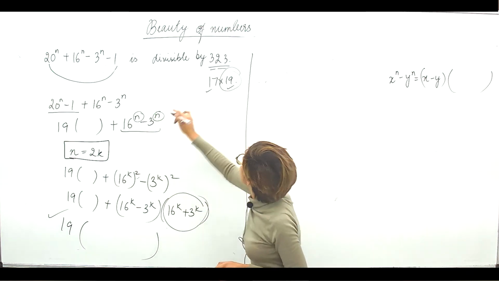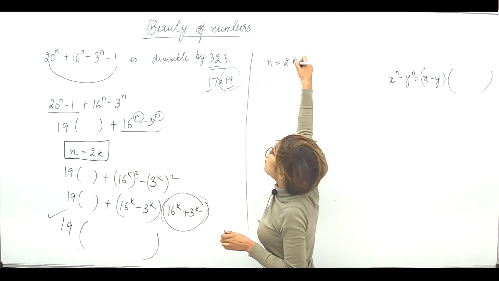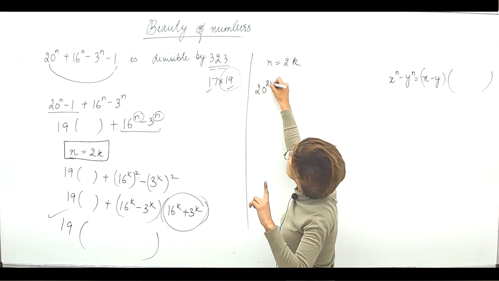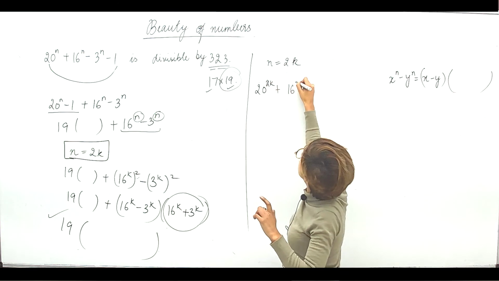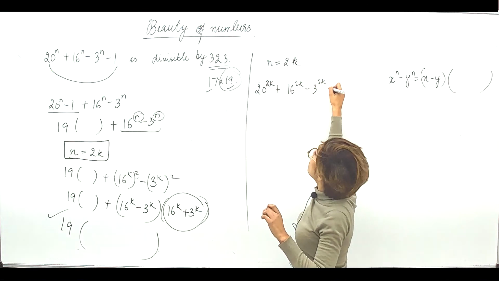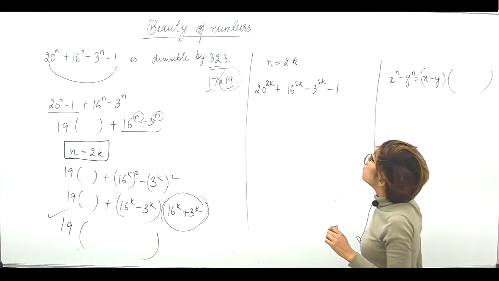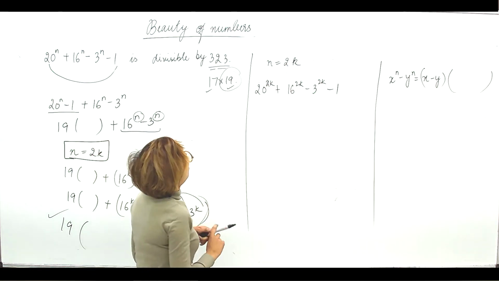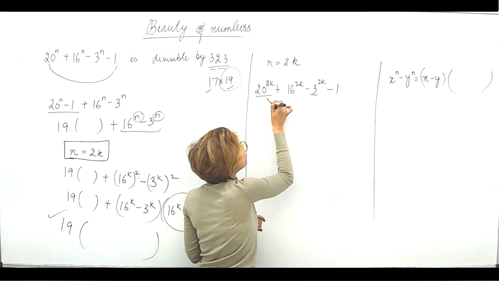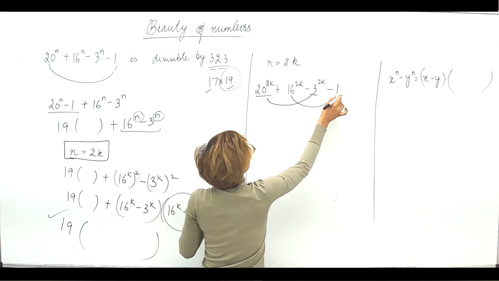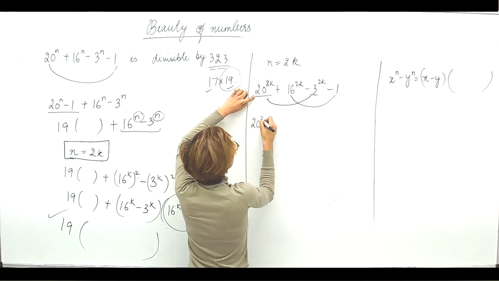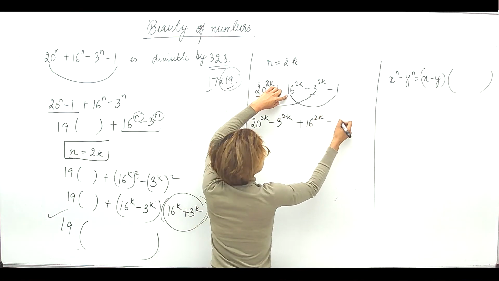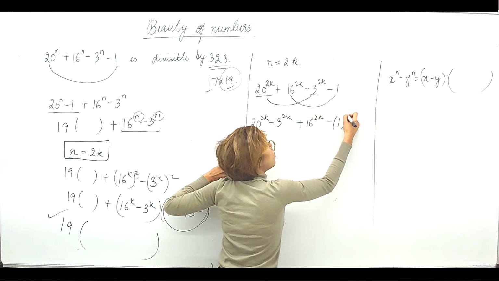For even integers, let n is equal to 2k, whether this quantity, 20 raised power n की जगह 2k लिखिए: 20 raised power 2k plus 16 raised power 2k minus 3 raised power 2k minus 1. Whether this quantity is divisible by 17 or not, that I need to check now. वो check करना. अब 17 definitely. Let me combine these two, and obviously I will be left with these two. So this is 20 raised power 2k minus 3 raised power 2k plus 16 raised power 2k minus obviously 1 को मैं लिख सकते हैं 1 raised power 2k.